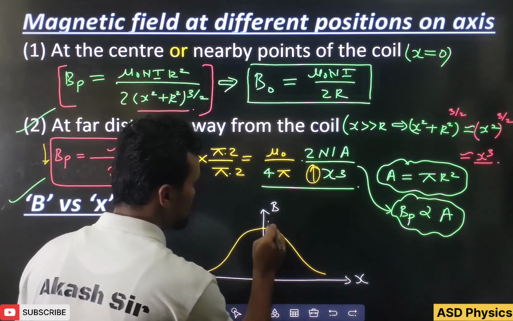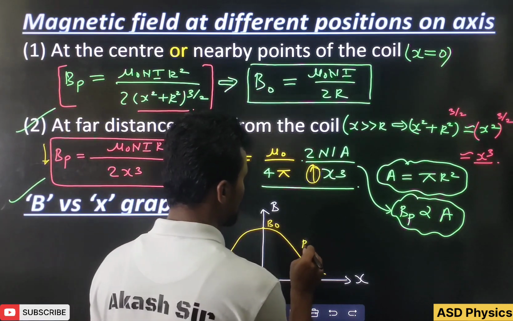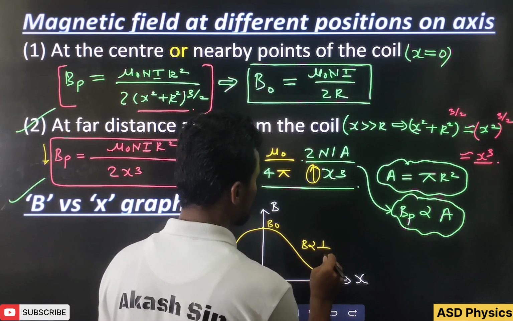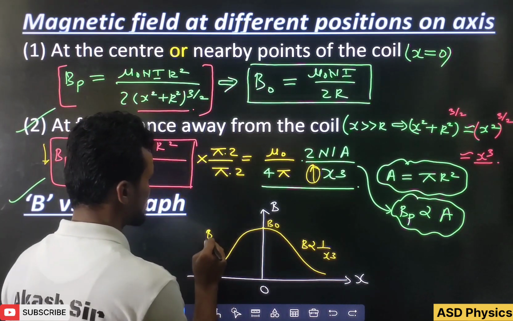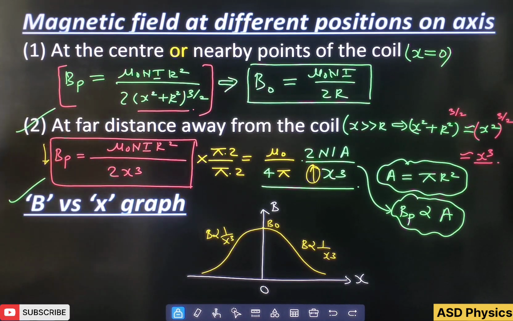And here what is this? This is the B naught. What is this? This is the B versus X graph. Maybe sometimes they may ask, is it? And here away distance means, this B is inversely proportional to X cube. This side also B is inversely proportional to X cube here. Remember that here, is it?